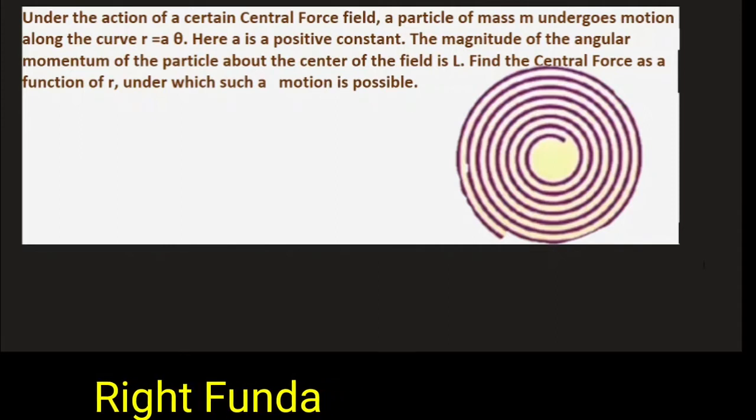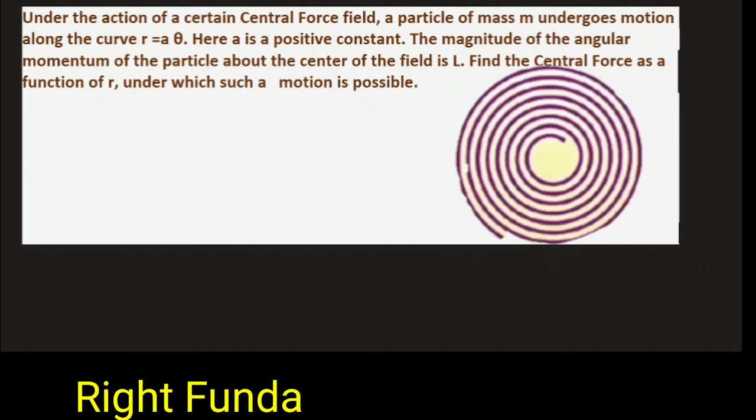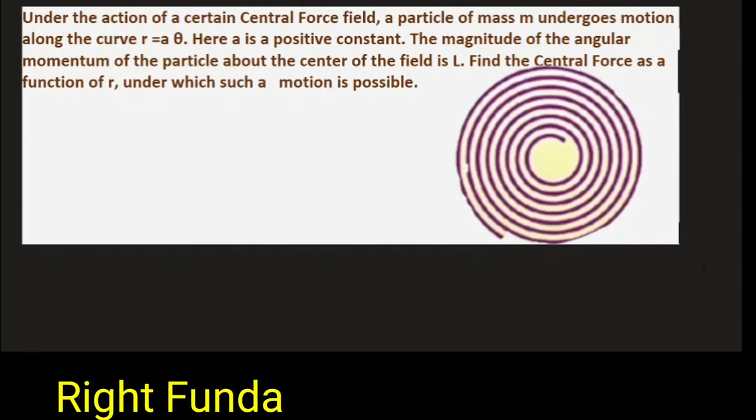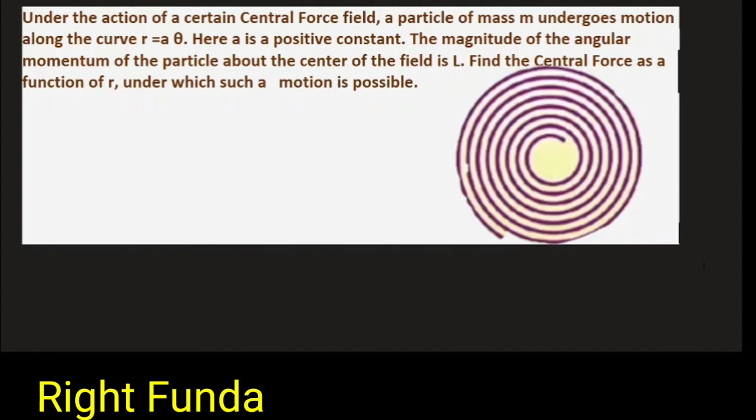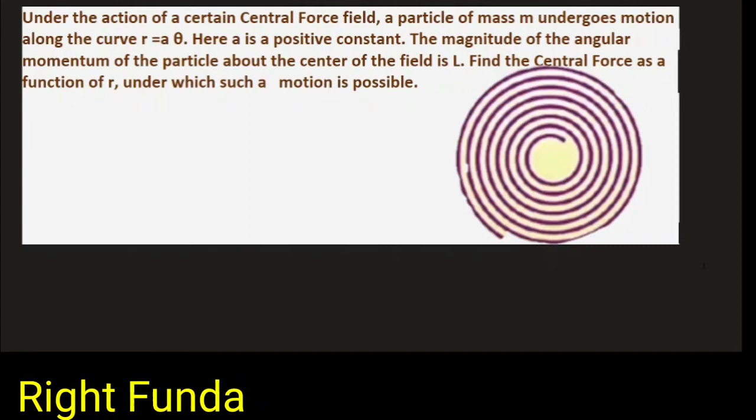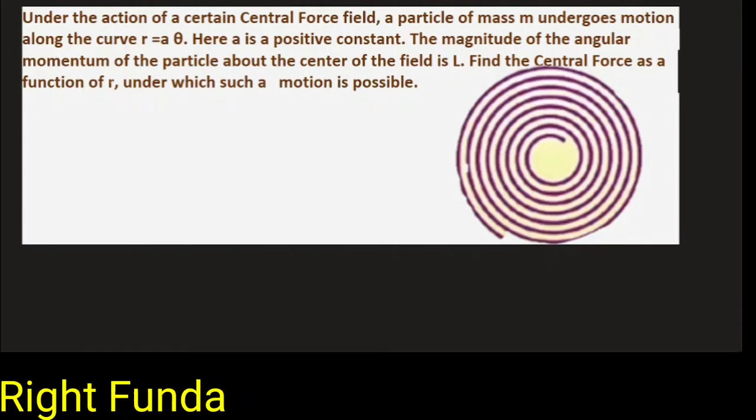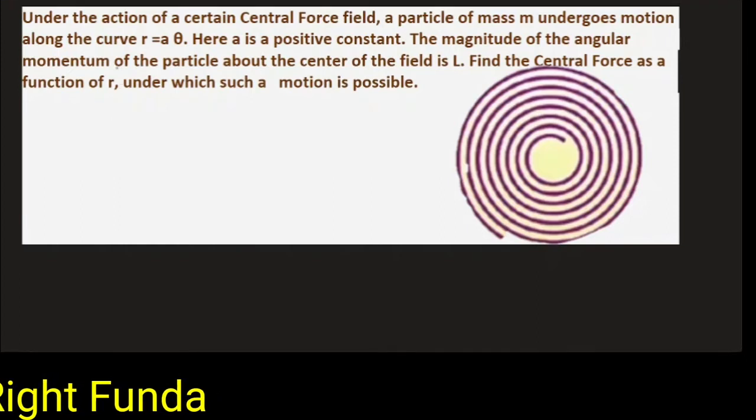Such that, what should be the force field here? So the particle will move in a spiral path, and the distance of the particle from the center will be changing as this function. The distance will be proportional to the angle it turns, a times theta. So now you have listened to the question and understood what it's saying. You have to write everything in terms of L. The force you have to find in terms of L.